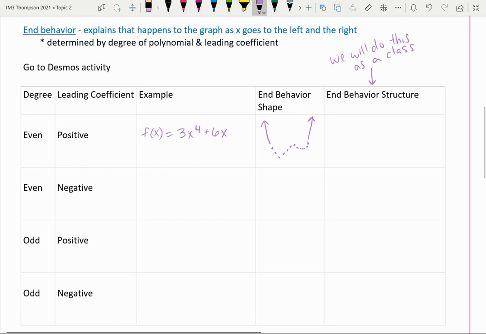Where I don't really know what happens in the middle. What happens in the middle is determined by everything else that's not the leading term, the 3x to the fourth. And then this last part, this end behavior structure, this is the part that we're going to do together, because it's a little convoluted, if you will.